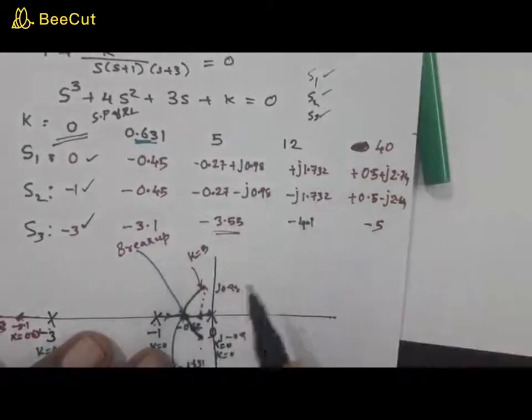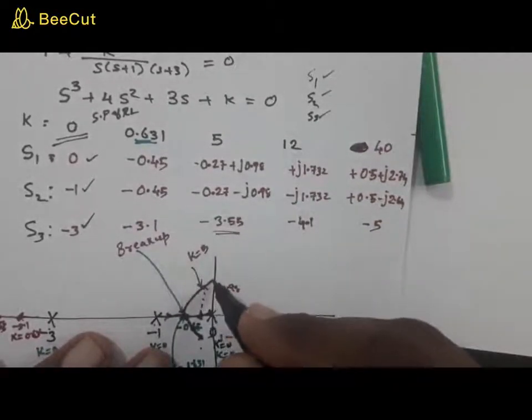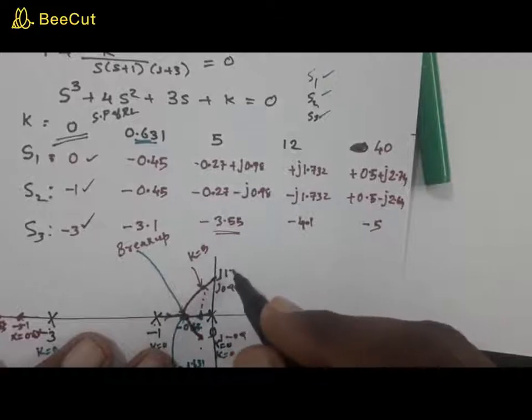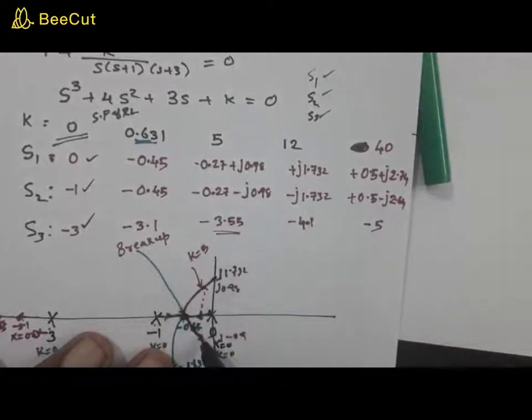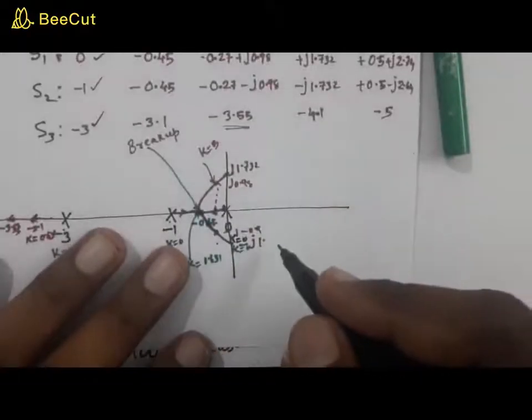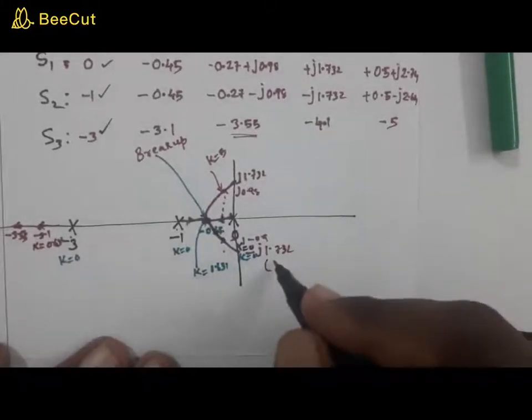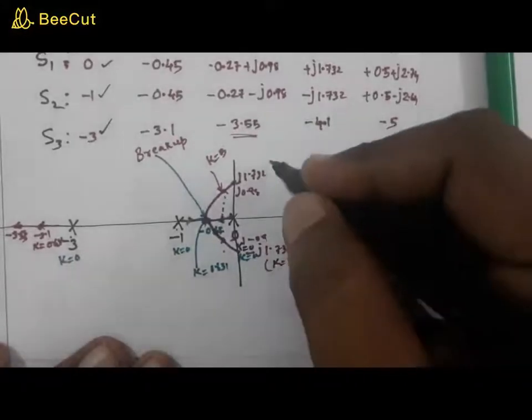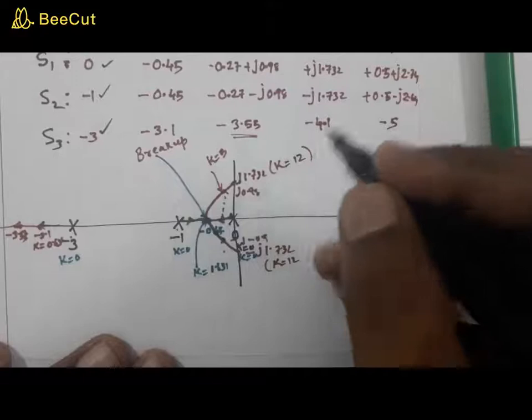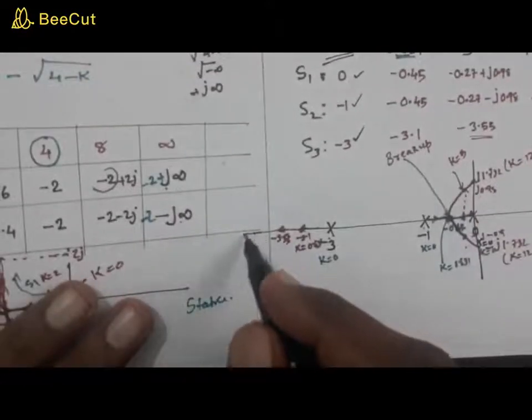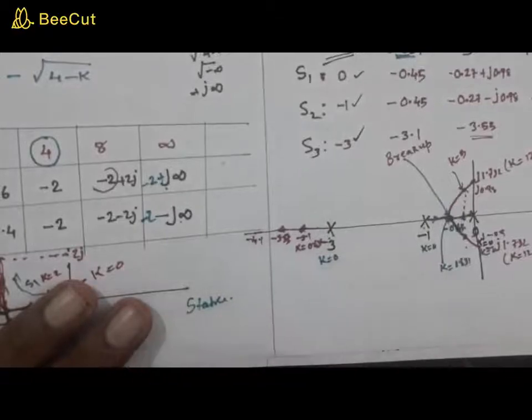When I increase the value to 12, this reaches a point called j 1.732 and this reaches a point called minus j 1.732, right? Okay, and this is at k is equal to 12. Now what's the situation of S3? S3 moves towards the negative side. Again it moves to 4.1.